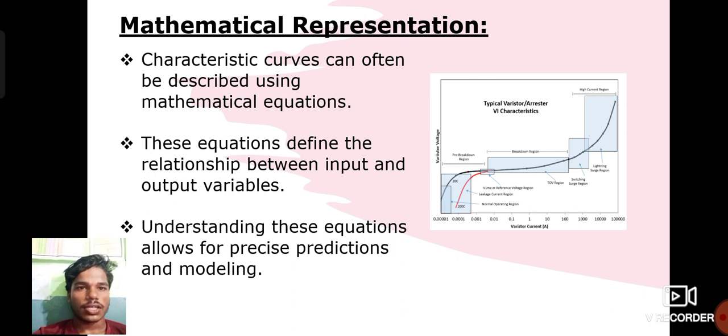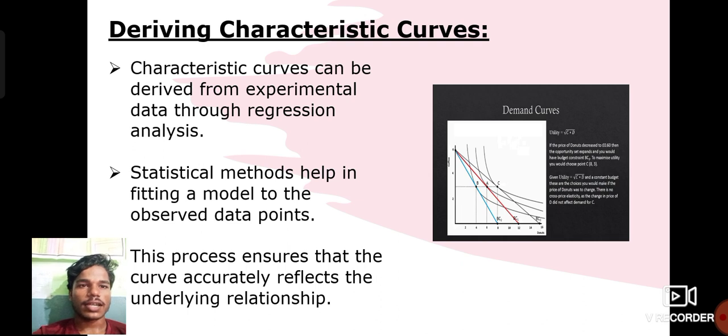Mathematical representation. Characteristic curves can often be described using mathematical equations. These equations define the relationship between input and output variables. Understanding these equations allows for precise predictions and modeling. Deriving characteristic curves. Characteristic curves can be derived from experimental data through regression analysis. Statistical methods help in fitting a model to the observed data points. This process ensures that the curve accurately reflects the underlying relationship.